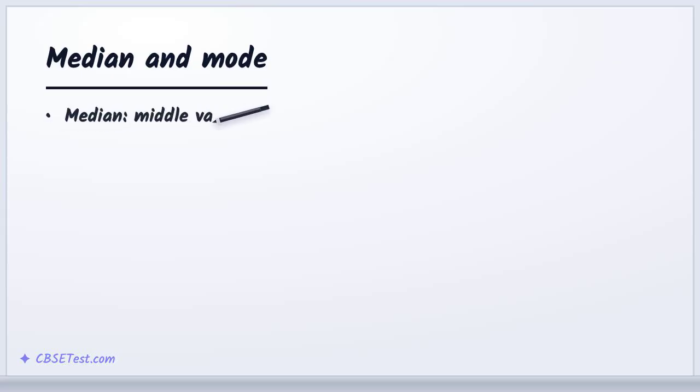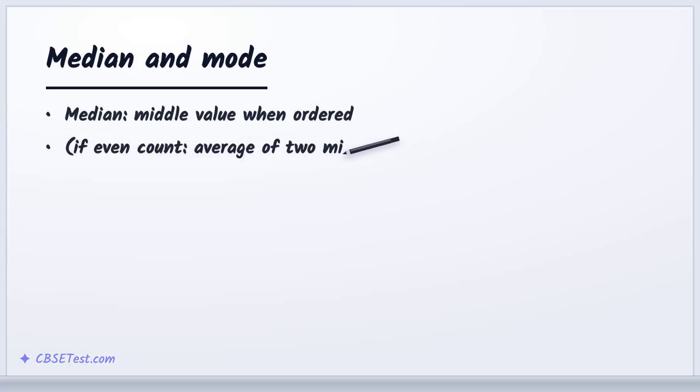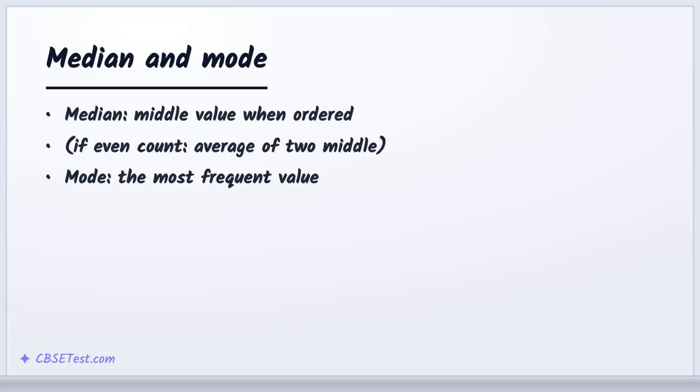The median is the middle value once the data is arranged in order. If there's an even number of values, average the two in the middle. The mode is simply the value that occurs most often.